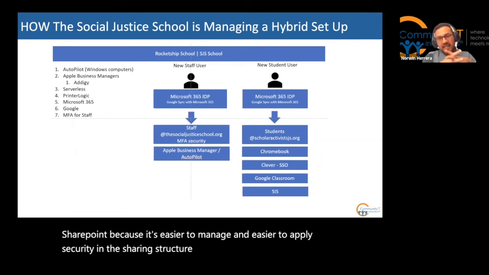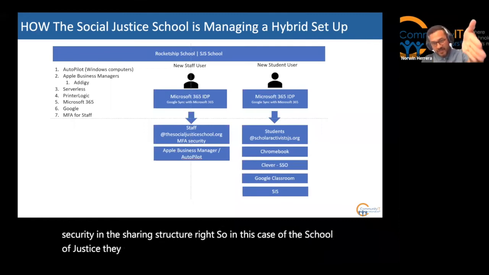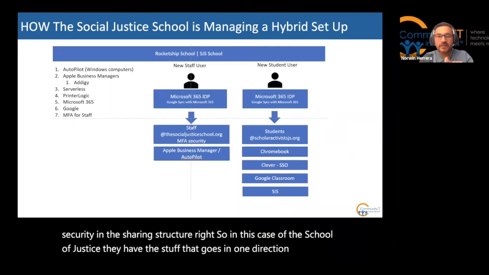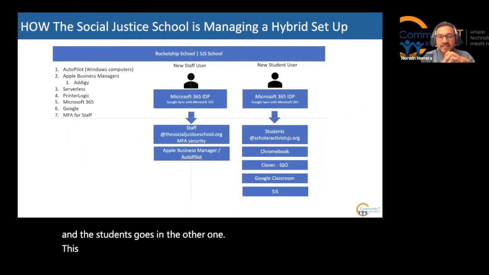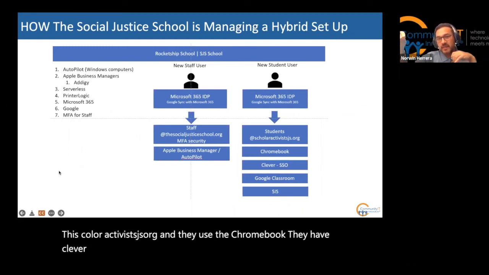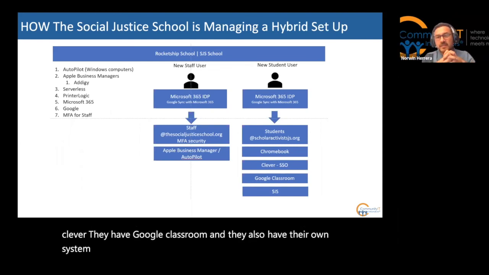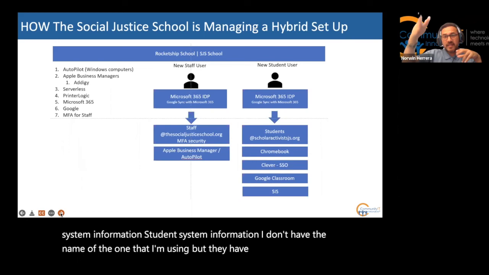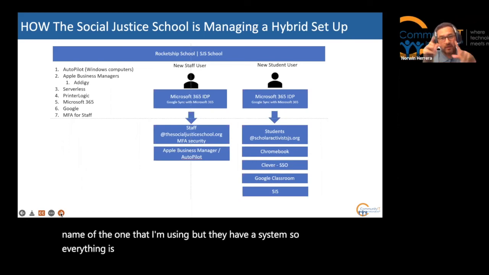So in this case of the School of Justice, they have the staff that goes in one direction and the students go in the other one, the Scholar Activists, sjs.org. And they use the Chromebook, they have Clever, they have Google Classroom, and they also have their own student system information. I don't have the name of the one that they're using, but they have a system. So everything is managed by Clever as well over there.